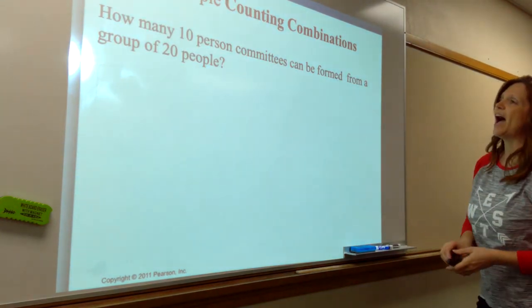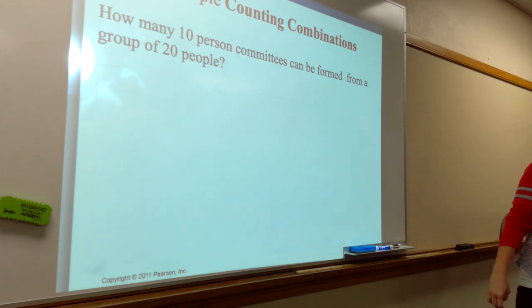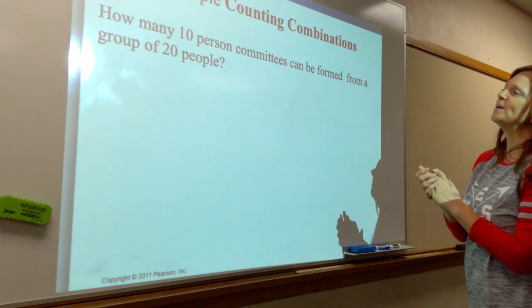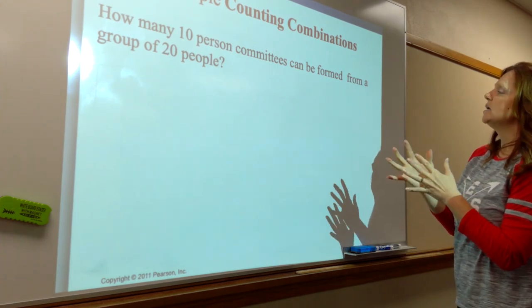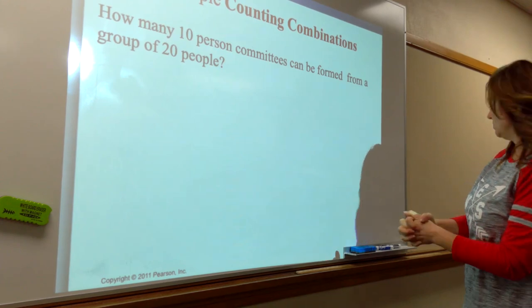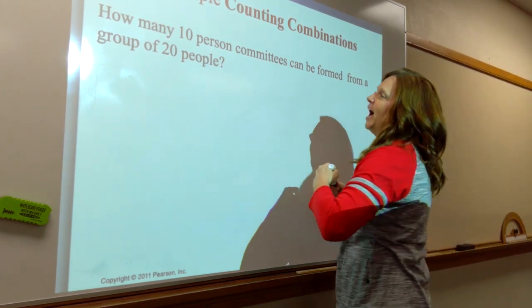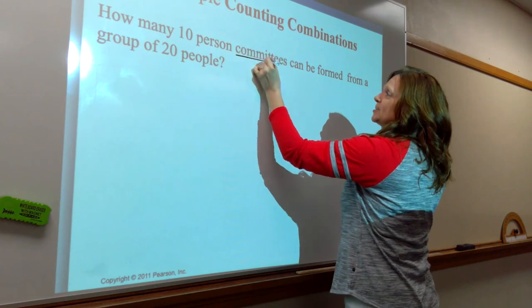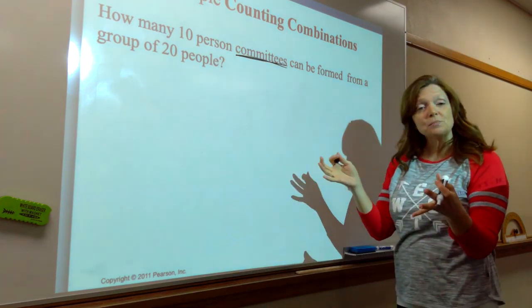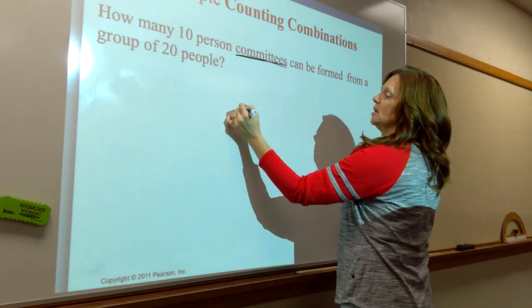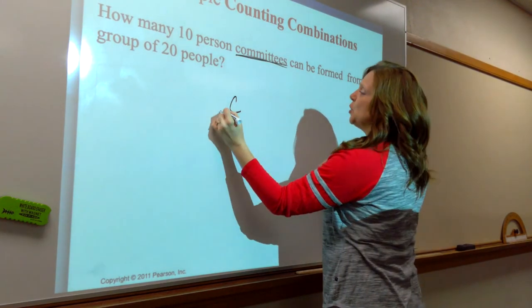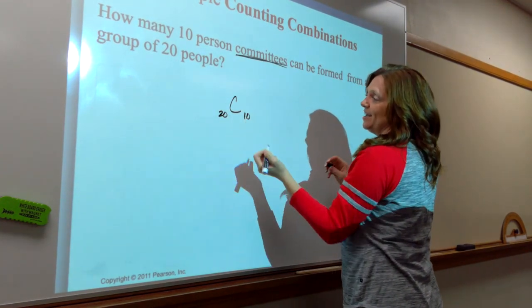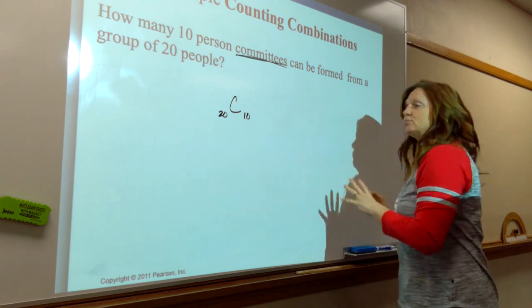How many 10-person committees can be formed from a group of 20 people? It's a committee. That's the word that's going to tell you. The order doesn't matter. You're going to pick the combination, so it's the C one. I have a total of 20 people, and I'm going to pick 10. So that's all that's really to this.